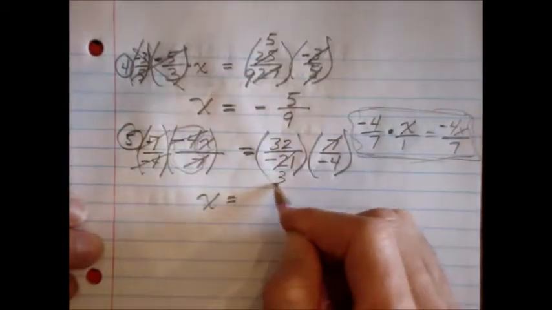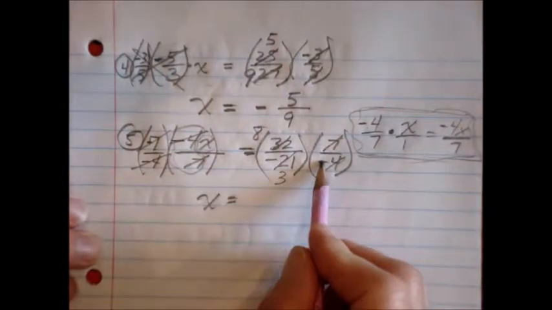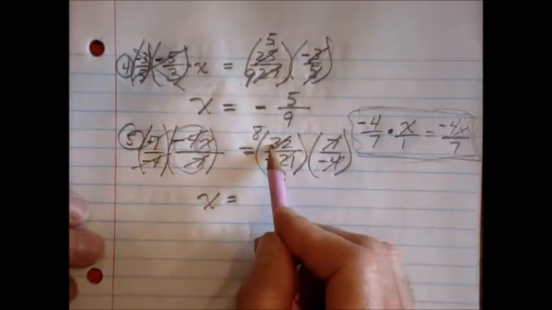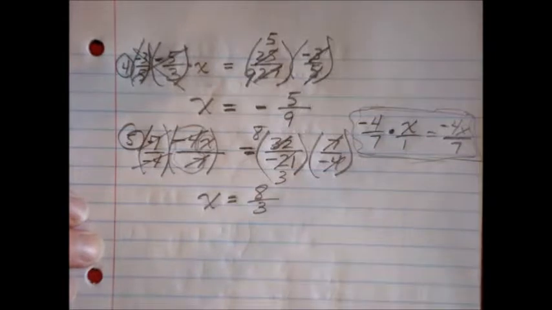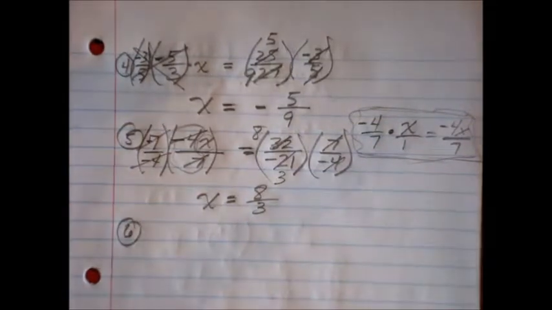7 goes to 21 3 times. 4 goes to 32 8 times. Hey, negative times a negative. My answer should be? A positive. I have 8 times 1, 8. And I have 3 times 1. I'm done. 8/3. All right.